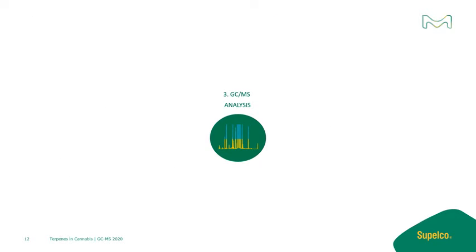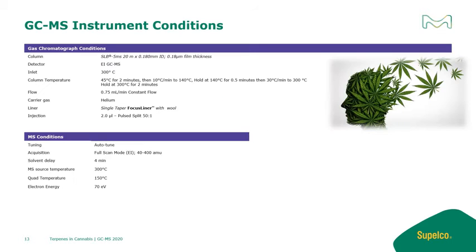Let's take a look at the GC-MS analysis. The GC-MS instrument conditions. Please note that we utilized a 20 meter 0.18 SLB-5ms column. The inlet temperature of the GC was 300 degrees C, and the flow was kept constant at 0.75 mL per minute of helium. A 2 microliter pulsed split 50-to-1 injection was used.